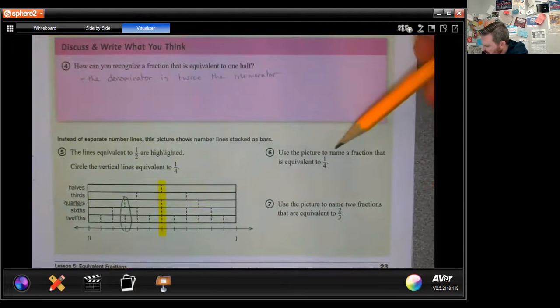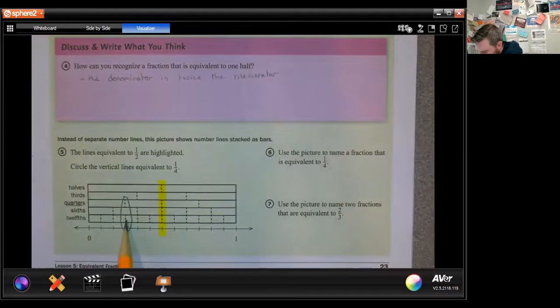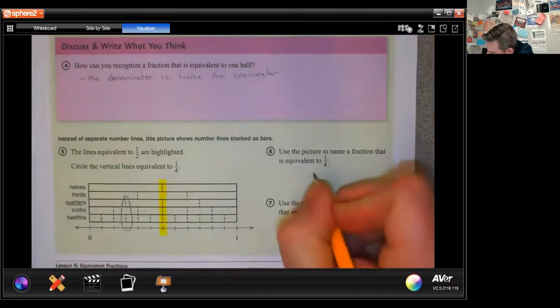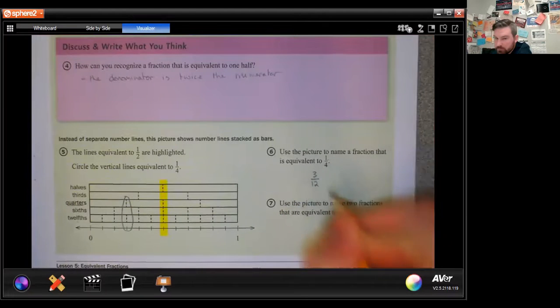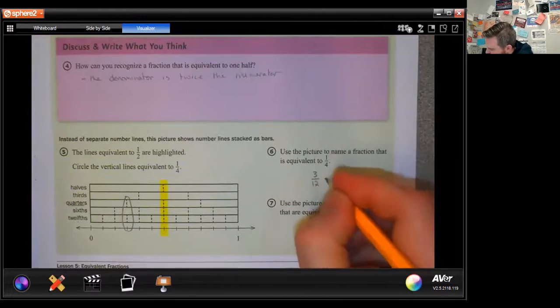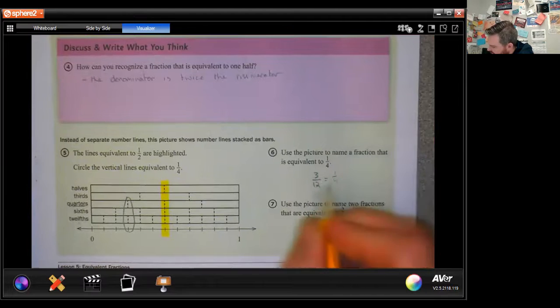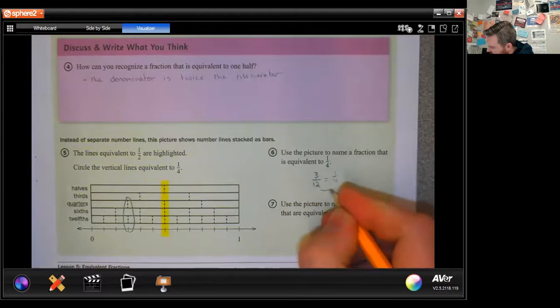Use the picture to name a fraction that is equivalent to 1/4. Okay, so there's no dotted line here, so we're not going to use that one. But there's a dotted line here on 12ths. So that's 1, 2, 3 over 12. 3 over 12 is the same as 1/4. If you divide by 3, 3 divided by 3 is 1, 12 divided by 3 is 4. So we put divide by 3.